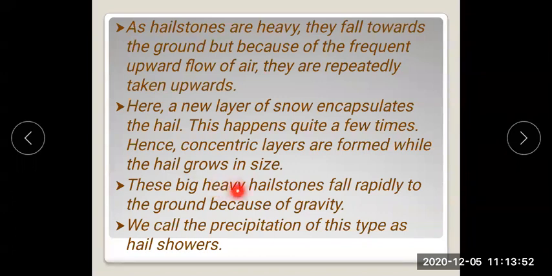Next, these big hailstones fall rapidly to the ground because of gravity. Yes, gravitational force. Everyone knows about it, as you have studied in science. As the hailstones are very heavy, they fall rapidly to the ground. We call precipitation of this type hail showers. This type of form you can see in our atmospheric region, where you can say there are hail showers.